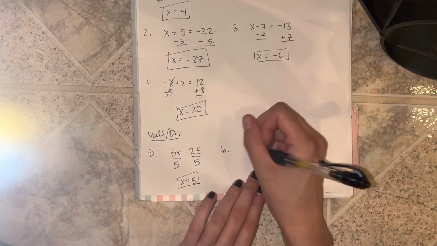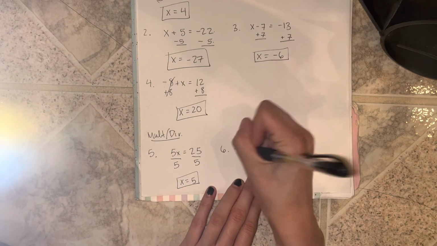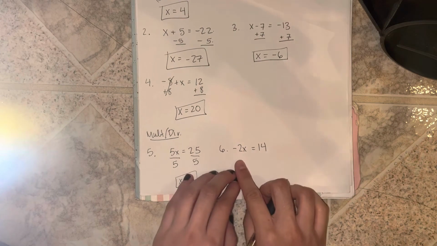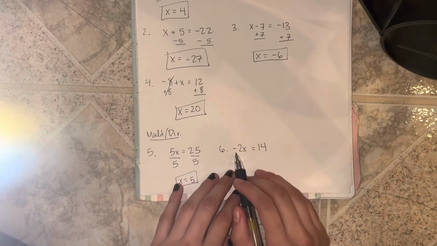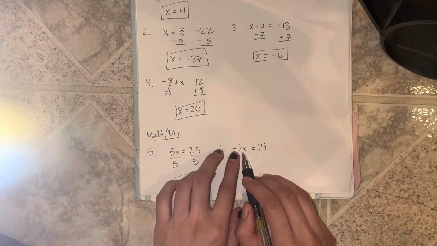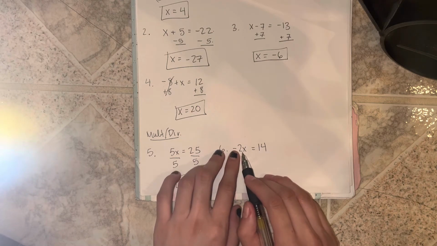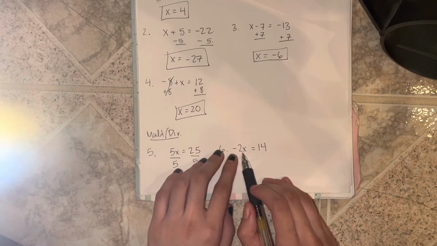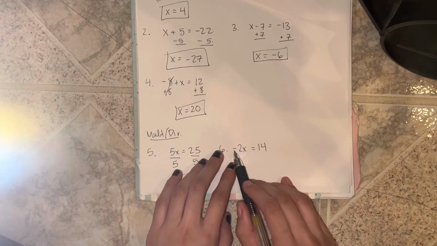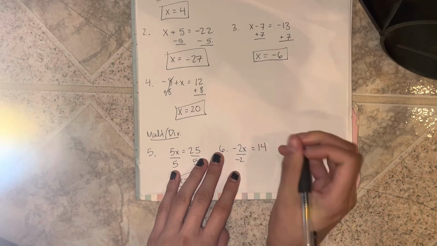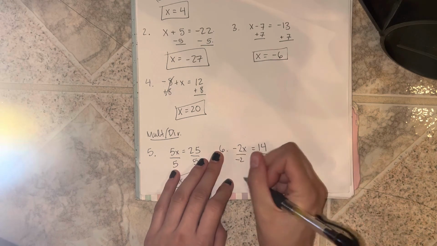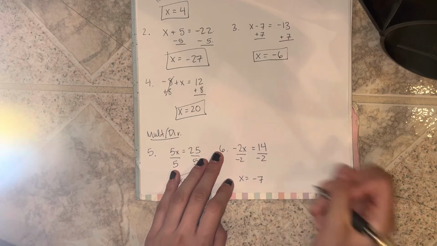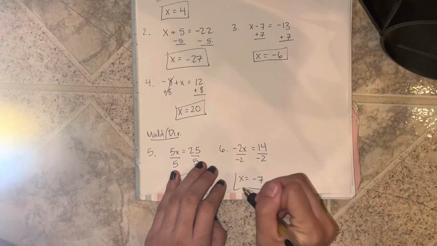Let's say we have negative 2x is equal to 14. A lot of my students will think, oh, this is subtraction, so I need to add, which is not right, because the 2 is right next to the x, so that's multiplication, and that's just a negative. So you have to divide by negative 2. And we have 14 divided by negative 2 is going to be negative 7.